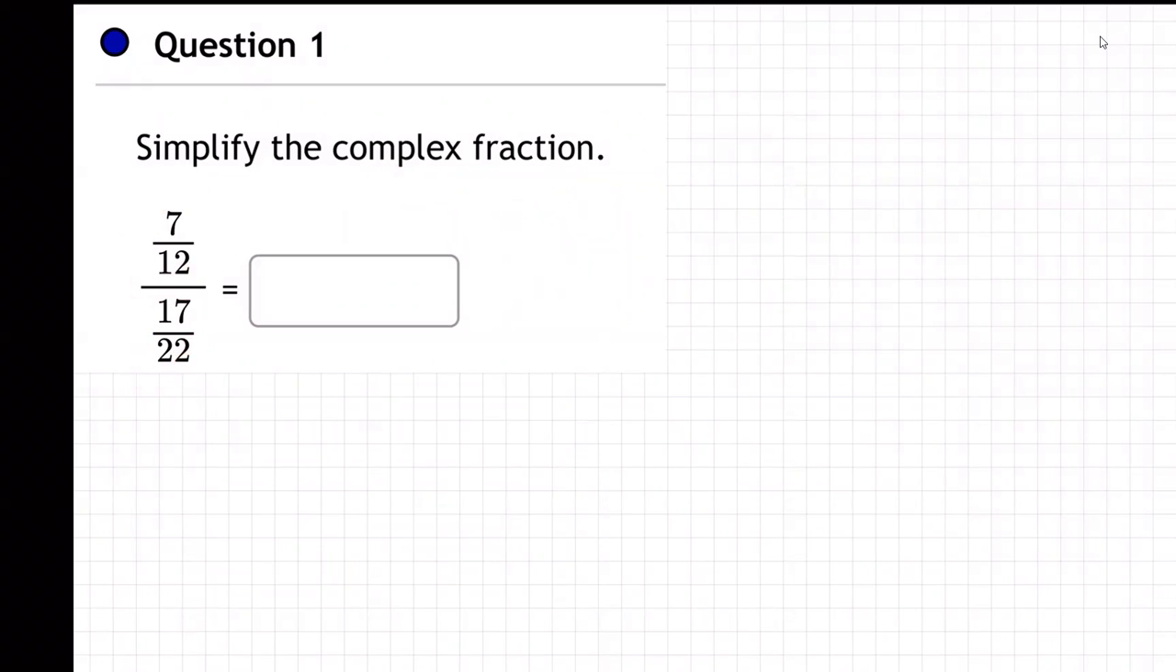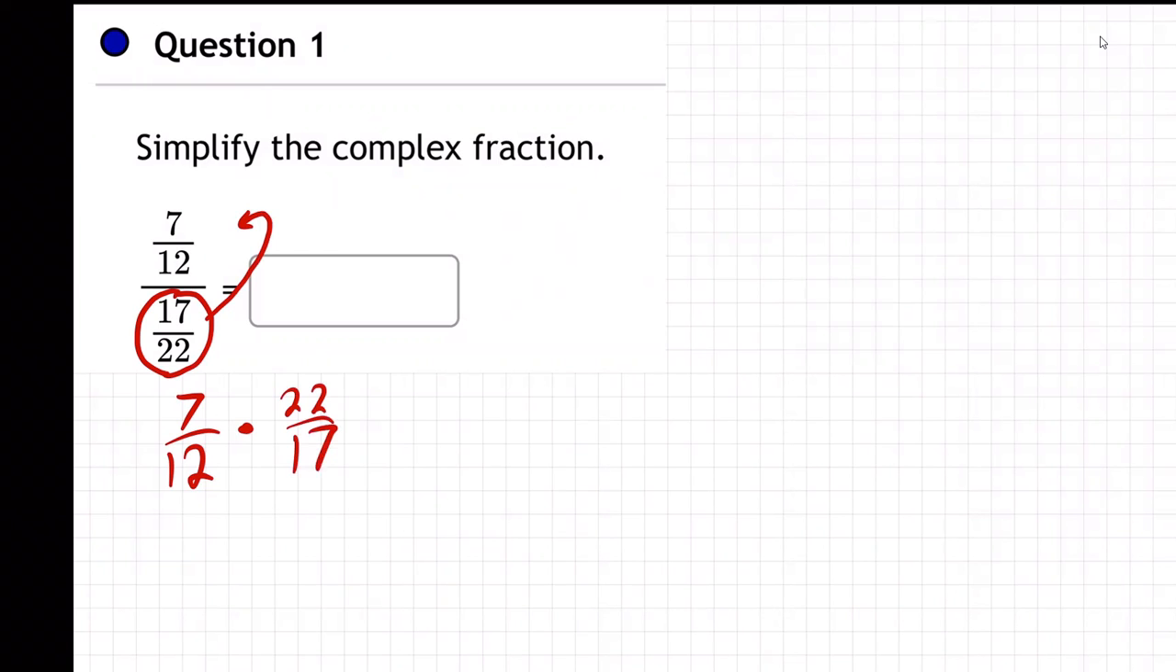What do you do? Well, let me remind you. It's actually a pretty simple thing. Let me just do it, and then I'll tell you the why. You basically grab the one on the bottom, and you flip it up. So it's going to become 7 over 12 times 22 over 17.